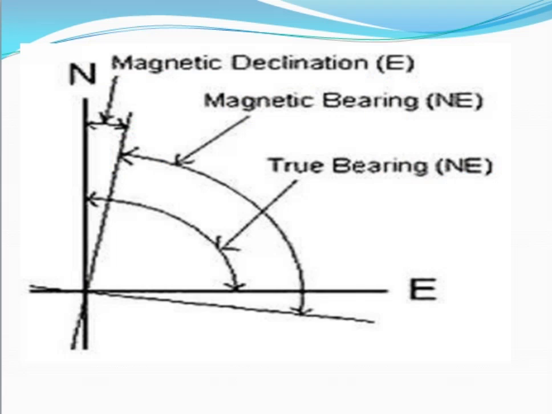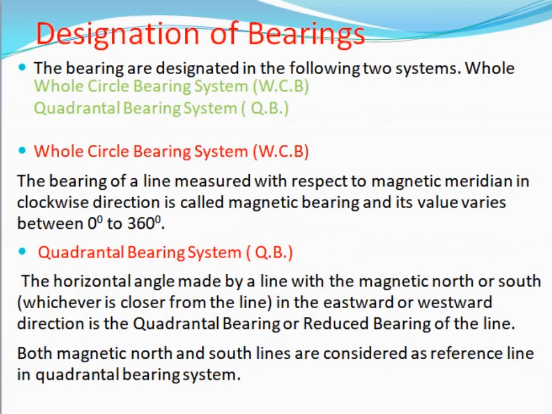Then, designation of the bearing. The bearings are designated in the following two types. First, the whole circle bearing, which we call WCB. Another is the quadrantal bearing, which is also called the reduced bearing. So what is meant by whole circle bearing?